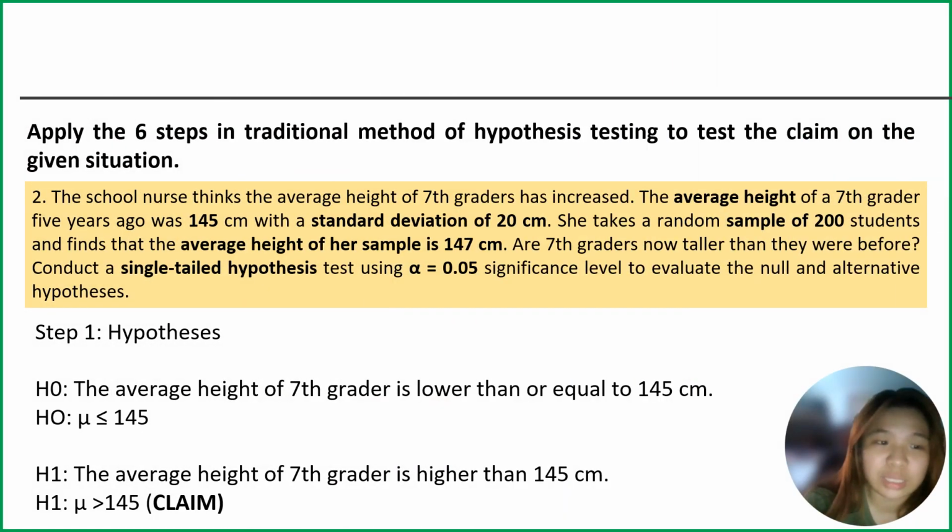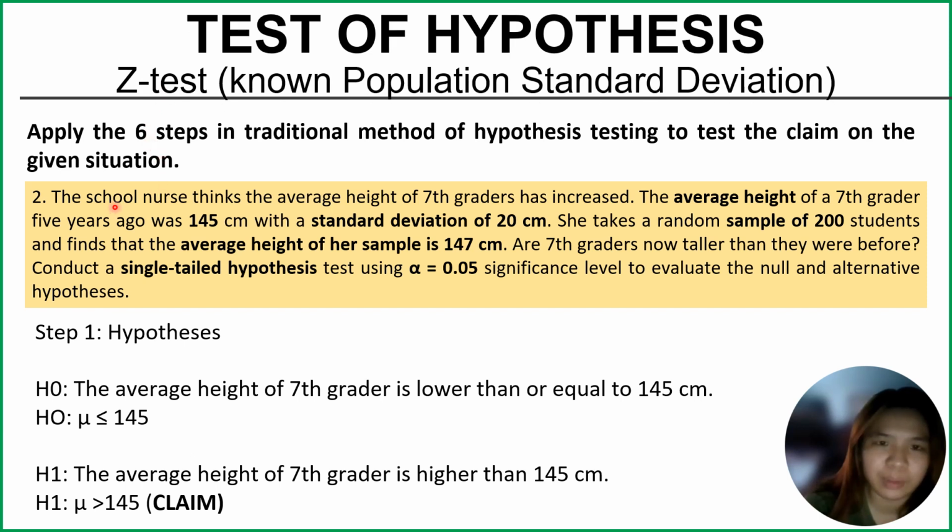So to make the discussion clearer, let's discuss example number 2. The school nurse thinks that the average height of 7th graders has increased. The height of a 7th grader 5 years ago was 145 centimeters with a standard deviation of 20 centimeters. She takes a random sample of 200 students and finds the average height of her sample is 147 centimeters. Are 7th graders now taller than they were before? Conduct a single-tailed hypothesis test using alpha 0.05 significance level to evaluate the null and alternative hypothesis.